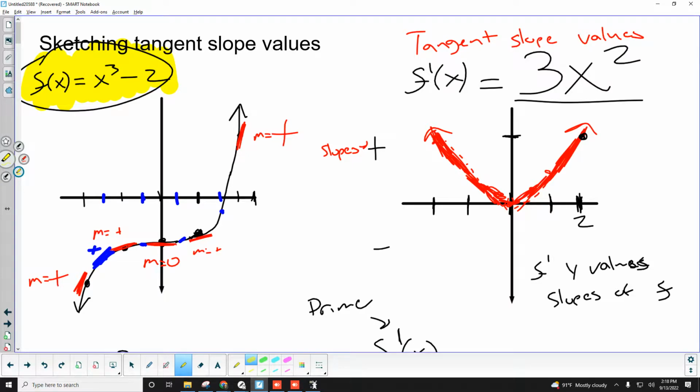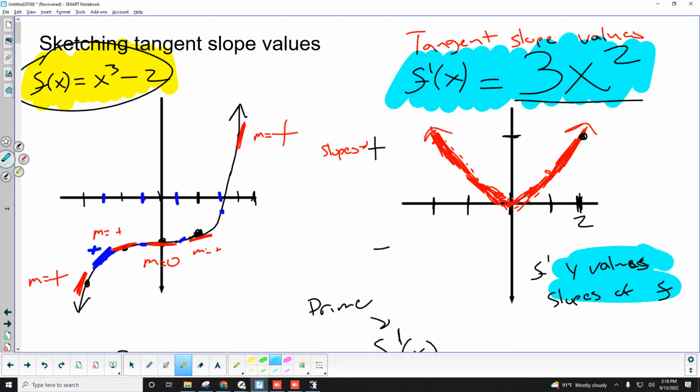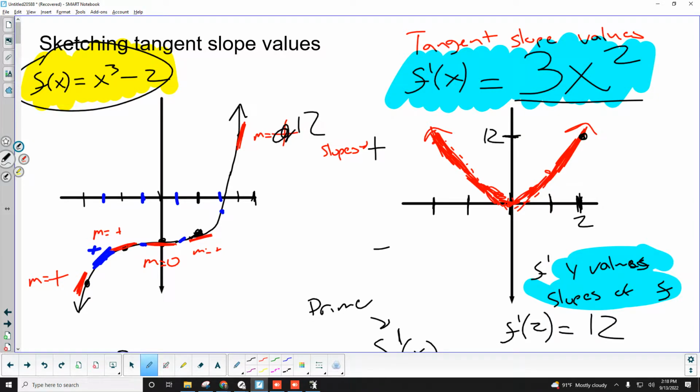Newton's like, if you have this equation, then all of the y values of this equation give you slopes for f. You can just plug in, not just 2, but any x value you want. I plug in 2, I get 12. That slope is 12. All right, well, let's fill out some more slopes, guys.